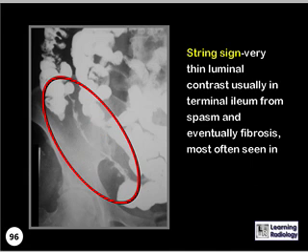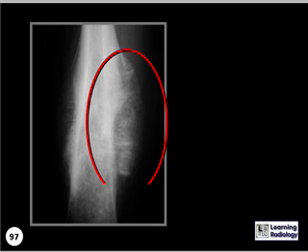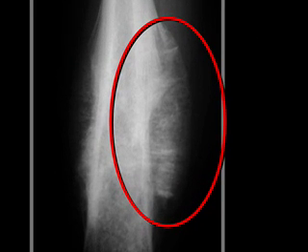This is the string sign, the very thin luminal contrast, usually in the terminal ileum, from spasm and eventually fibrosis, most often seen in Crohn's disease. What appearance is being depicted in this bone?